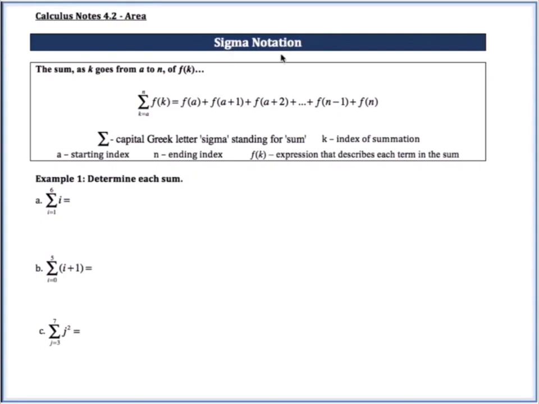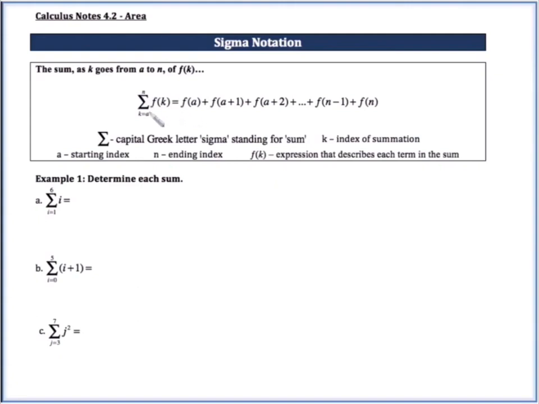So let's talk about our definition. The sum as k goes from a to n of a function f of k is listed out here. And so we see this symbol right here is a capital Greek letter sigma standing for sum. k is your index of summation. So k starts at a, which is your starting index, and goes to n, which is your ending index. And then f of k right here is an expression that describes each term in the sum.